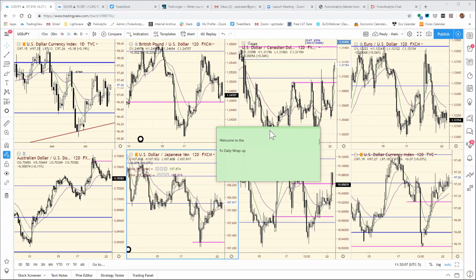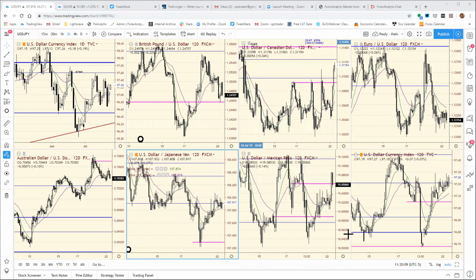We're seeing a relatively quiet session here with the dollar and also the euro. What we are seeing a quick turnaround in is the dollar CAD. On Friday, let's just take a quick peek at that.